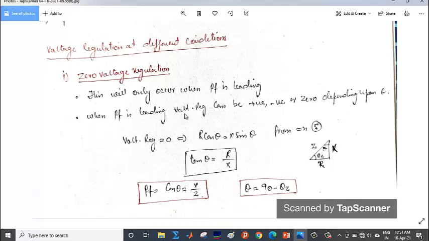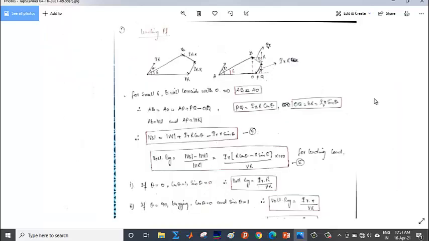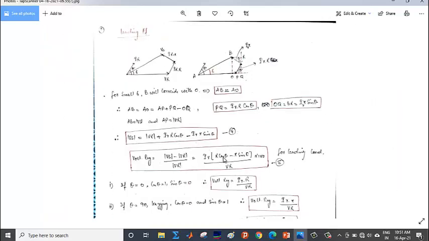So when the power factor is leading, voltage regulation can be positive, negative, or 0 depending upon the theta. From here, if R cos theta is greater than X sin theta, voltage regulation will be positive for leading load as well. If R cos theta is equal to X sin theta, voltage regulation will be 0. If R cos theta is less than X sin theta, voltage regulation will be negative. For leading, we have all three voltage regulations: positive, negative, 0. For lagging, it will always be positive.